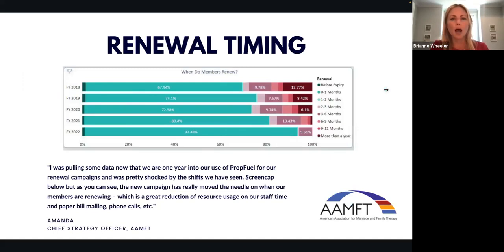Renewal timing. So I wanted to put this in here because AAMFT has this great campaign where they ask, do you intend to renew? And so just from asking the question, are you going to renew your membership? They started to see the trend in when people renewed start to back up. So in fiscal year 2022, you only had 5.61% renew after 3 to 6 months, whereas, you can see going back in the years, it was much more significant.